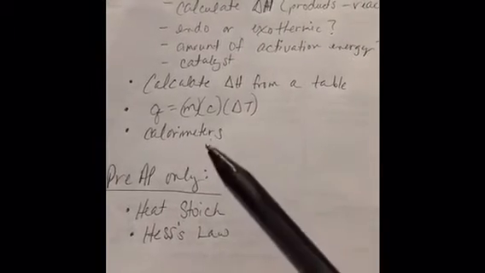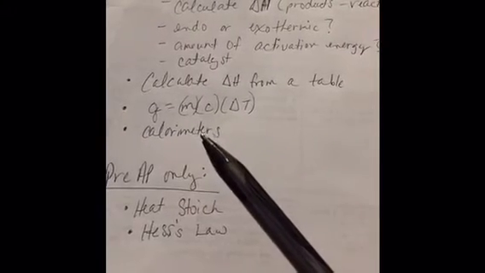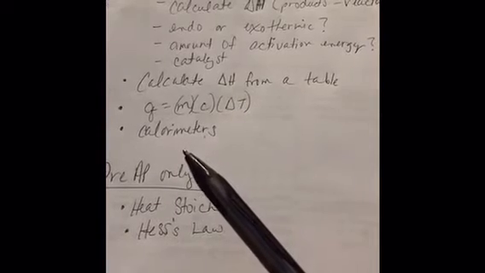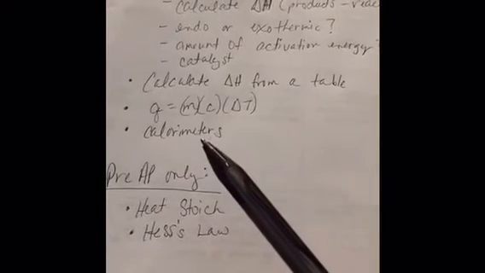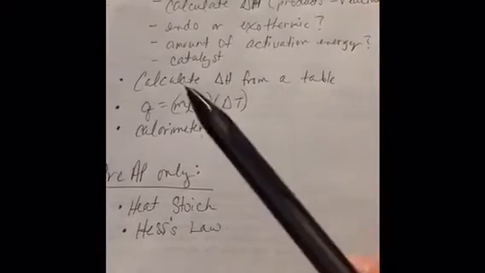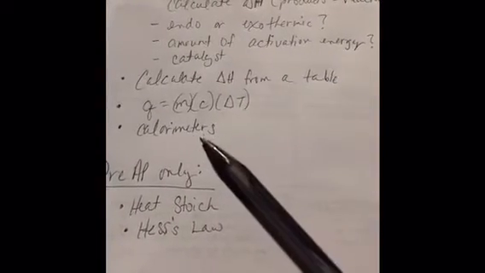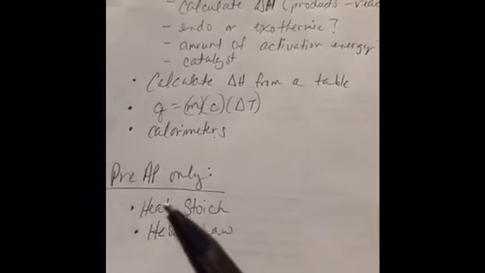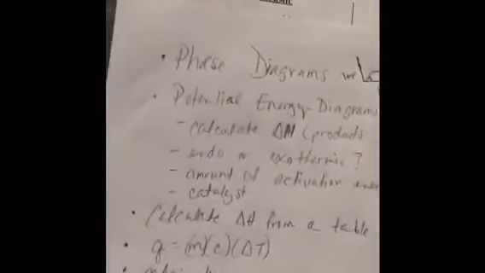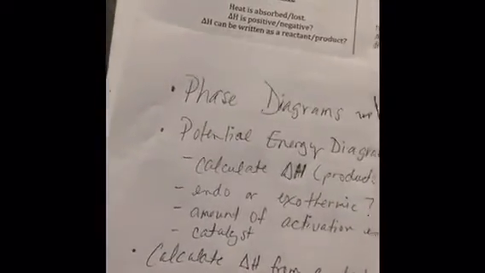With a calorimeter, you're doing the same thing, your mc delta T equation, but this one you have to do twice. Once to figure out how much energy the water and the calorimeter gained, because that's going to be equal to the amount of energy that the substance that was burning lost. So this is all the stuff that the regular class needs to know for their test. Pre-AP needs to know this also, but in addition, pre-AP also needs to know their heat stoichiometry and Hess's law. So let's take a look at the review that was given out to y'all.